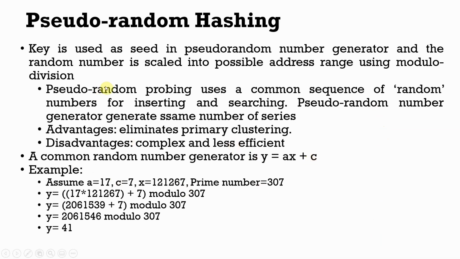In pseudo-random probing, we use a common sequence of random numbers for inserting and searching. The pseudo-random number generator generates the same series of numbers. Advantages: it eliminates primary clustering. We'll talk about primary clustering a little bit later. Basically, it makes sure the data is evenly distributed, so we don't have a cluster of data in part of the table. The disadvantage is that it is complex and less efficient.